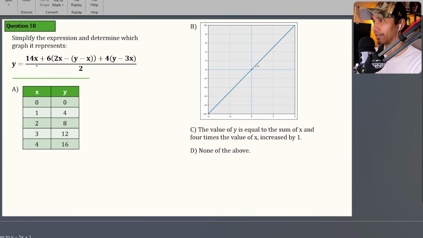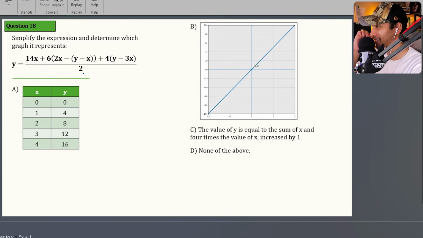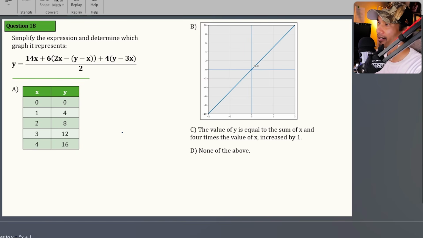Question 18. Simplify the expression and determine which graph it represents. So... excuse my language, but I made a bullshit problem. I did this on purpose, okay? I did this on purpose because I hate you guys. No, I'm just kidding. I did this on purpose because I like you guys and I wanted to make this hard. So when you take the test, it's going to be easy. So simplify the expression and determine which graph it represents.